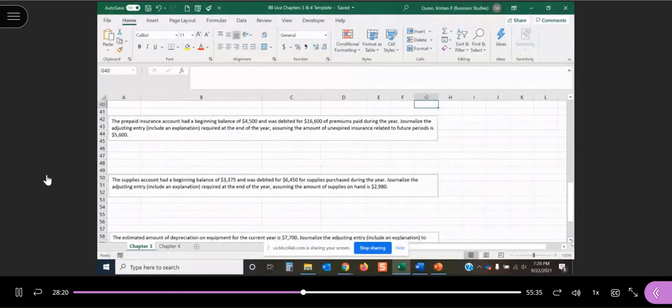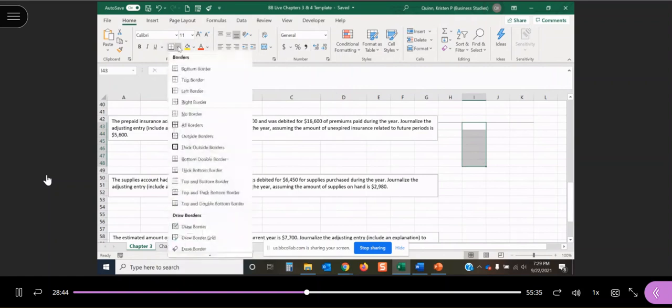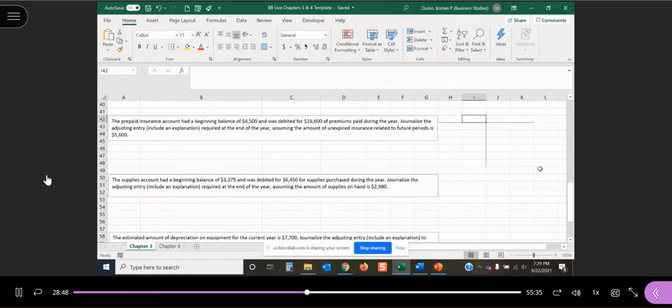The next one tells us that the prepaid insurance account had a beginning balance of $4,500, was debited for another $16,600 of premiums that were paid during the year, and they want us to journalize that adjusting entry at the end of the year, assuming that the amount of unexpired, and that is so important, insurance related to future periods is $5,600.